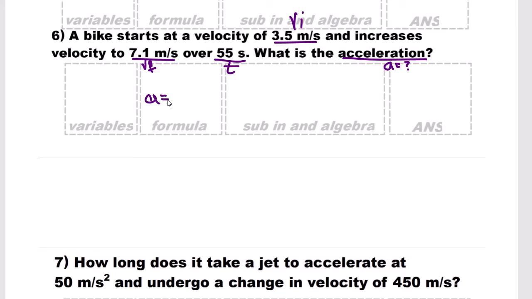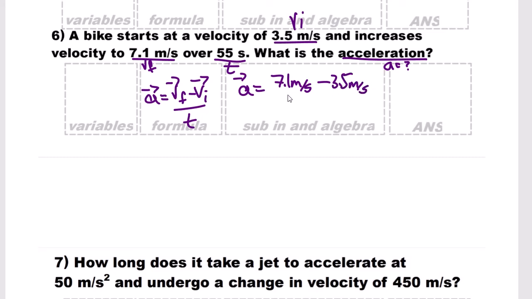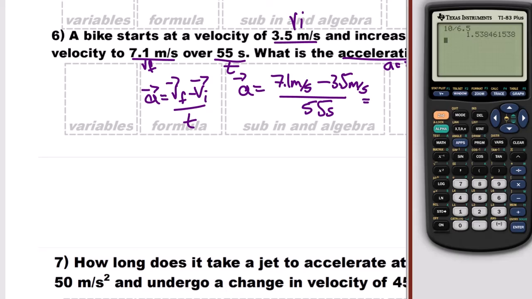So for my formula, I'm going to use A equals VF minus VI over T. I'm looking for acceleration. That's what I have, so I don't need to rearrange this formula. We can just plug in. We're going to make sure we put the things in the right spot, though. So my VF is 7.1 meters per second minus my VI, 3.5 meters per second, divided by my time, 55 seconds. Let's fire that in and see what we get.